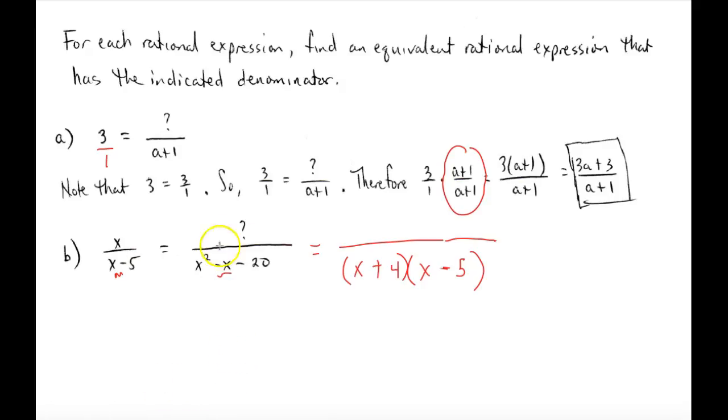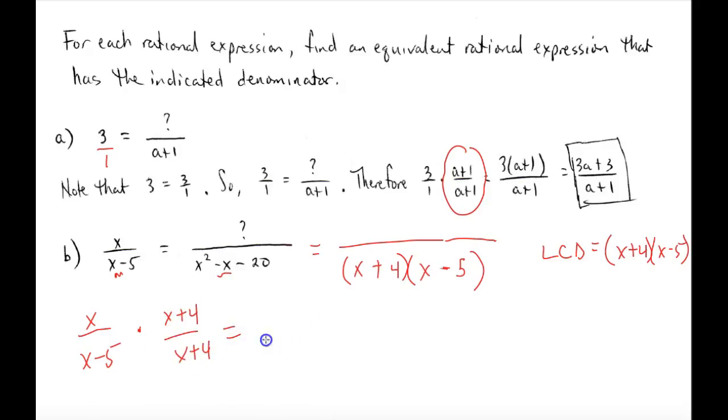So the LCD that we need is just going to be x plus 4, x minus 5. And so the one thing that we need to multiply our expression x over x minus 5 by is x plus 4.